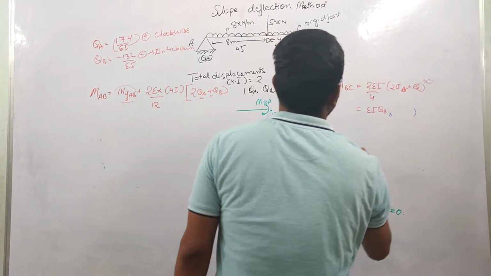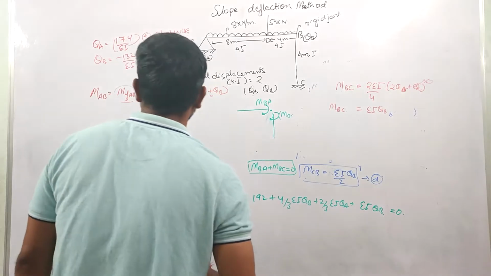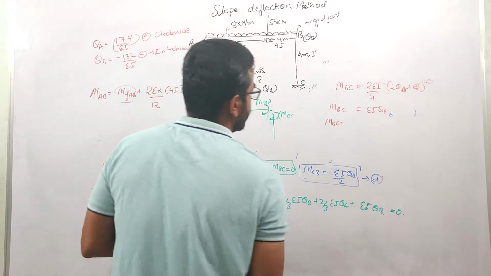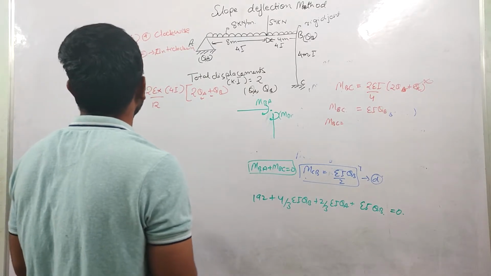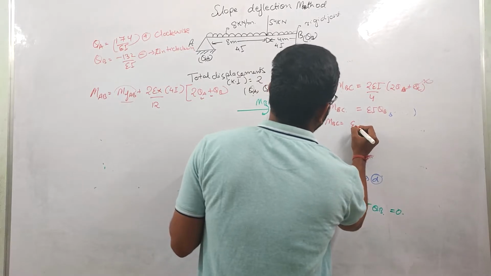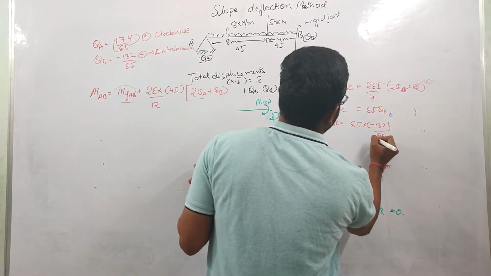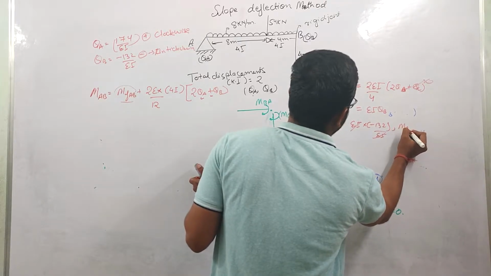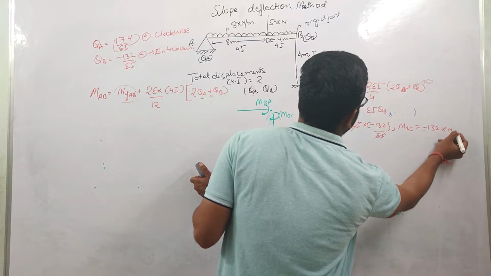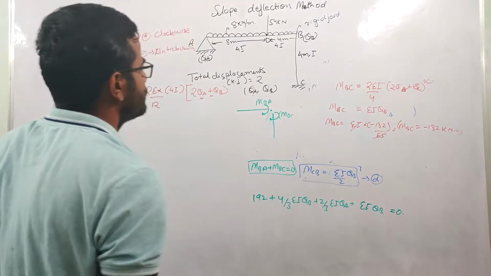Okay. So now we will find the value of MBC first. MBC is equal to basically EI into theta B. Theta B value is nothing but 132 over EI. So this is nothing but EI into minus 132 over EI. So EI will cancel out. So MBC is minus 132 kilonewton meter, right? So this is the value of MBC.